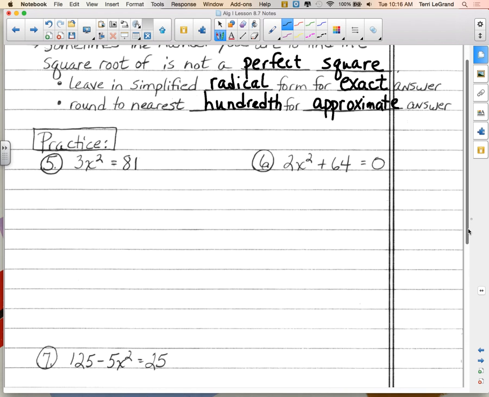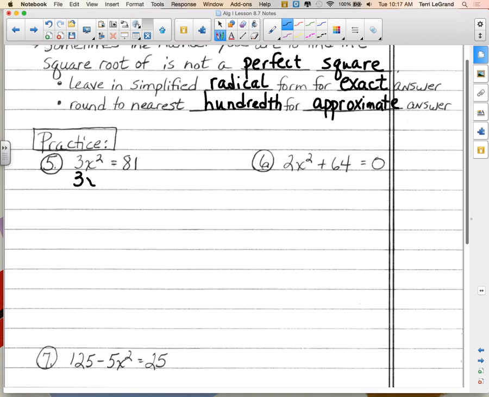Okay, so that first one, number 5. Is 81 a perfect square? Yeah. Is 3x squared a perfect square? No. Well, how about if we divided by 3? If we divide 81 by 3, do we still keep a perfect square over there? What is 81 divided by 3? 27. Is 27 a perfect square? No. So this is one of those that we're going to have to do an exact answer in simplified radical form and an approximate answer rounded to the nearest hundredth.